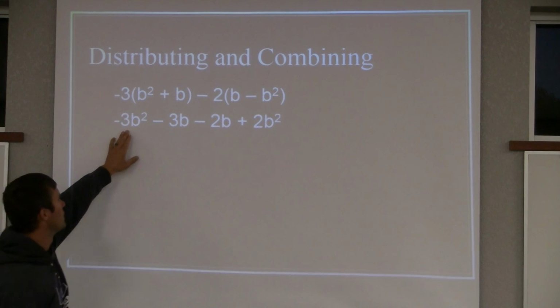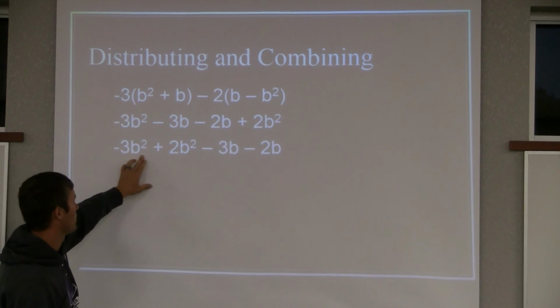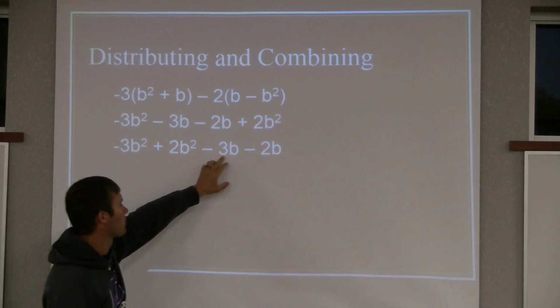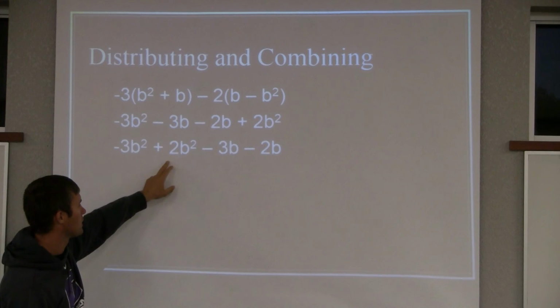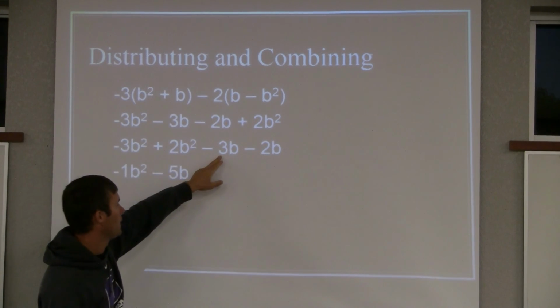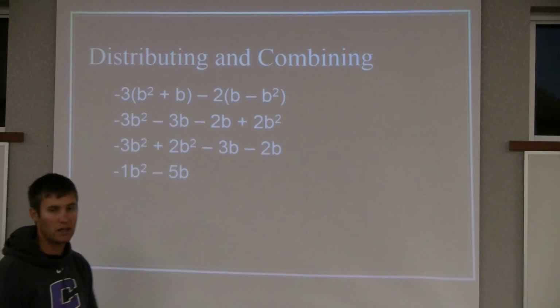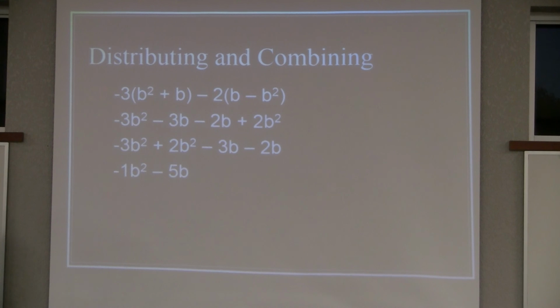Combine like terms. So I'll put it in order, negative 3b squared and 2b squared. 3b and 2b. So negative 3 plus 2 gives me negative 1. Negative 3 minus 2 is negative 5.